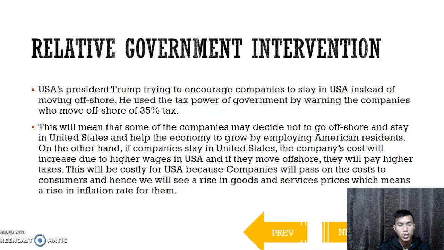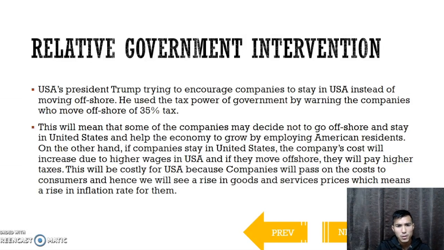Relative government intervention. US's President Trump is trying to encourage companies to stay in the United States instead of moving offshore. He used the tax power of government by warning the companies who moved offshore of 35% tax. This will mean that some of the companies may decide not to go offshore and stay in the United States and help the economy to grow by employing American residents.